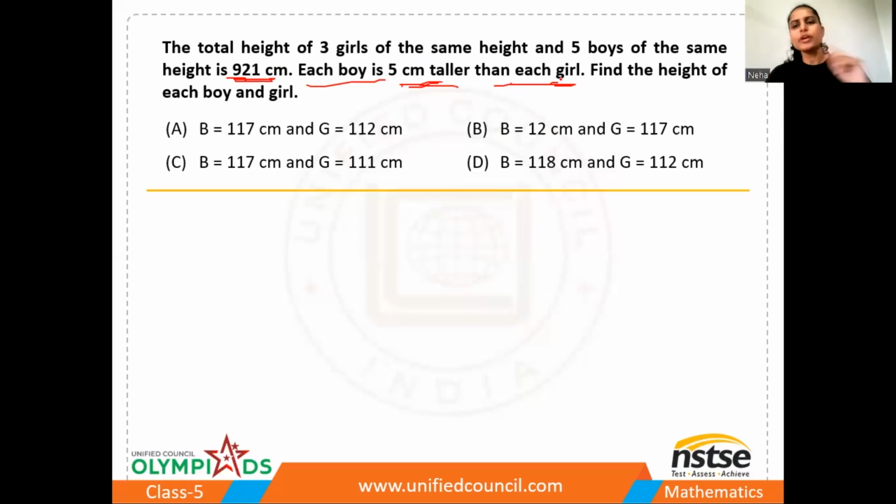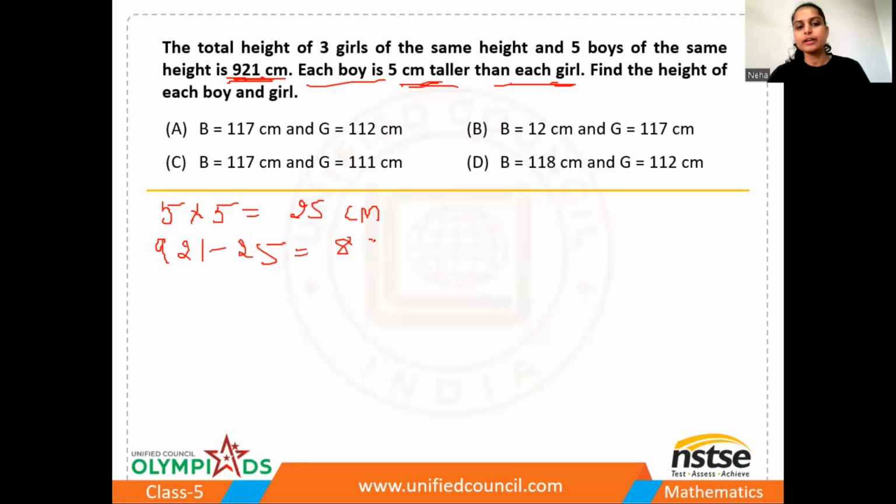So how many more boys are there? Yes, 2, right? Because the number of girls is 3, the number of boys is 4. So 2 more boys we have. Correct? So for 2 more boys, it will be 5 multiplied by 5. That means 25 centimeters. Correct? Right? Now, this is what? This is 921. So what we have to do? Just subtract 25 from 921.